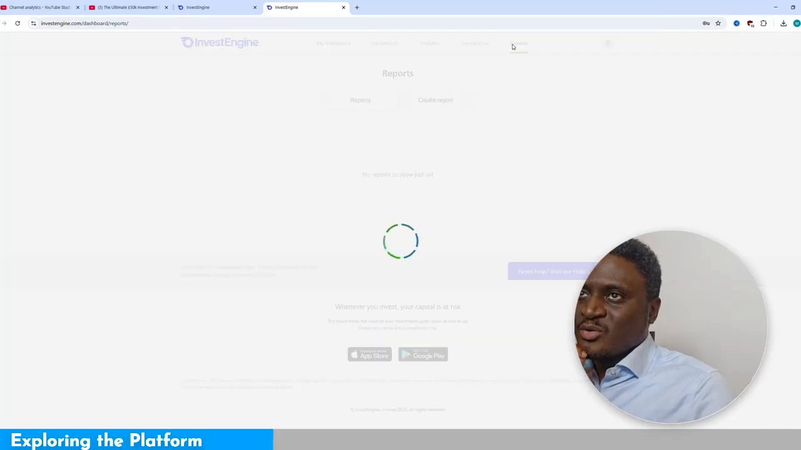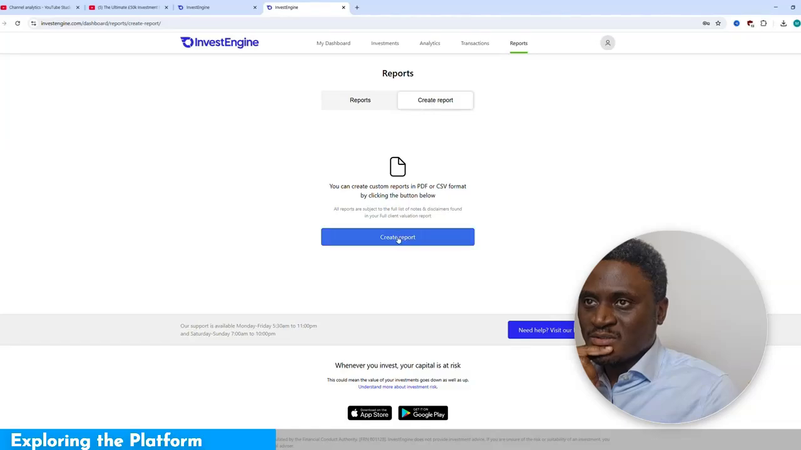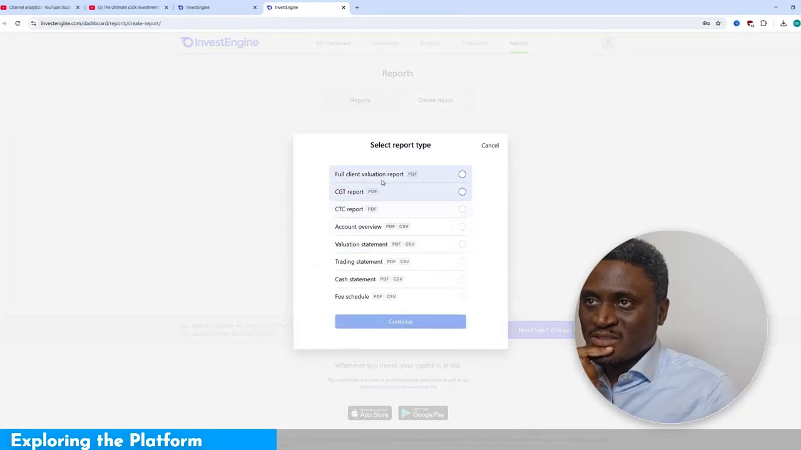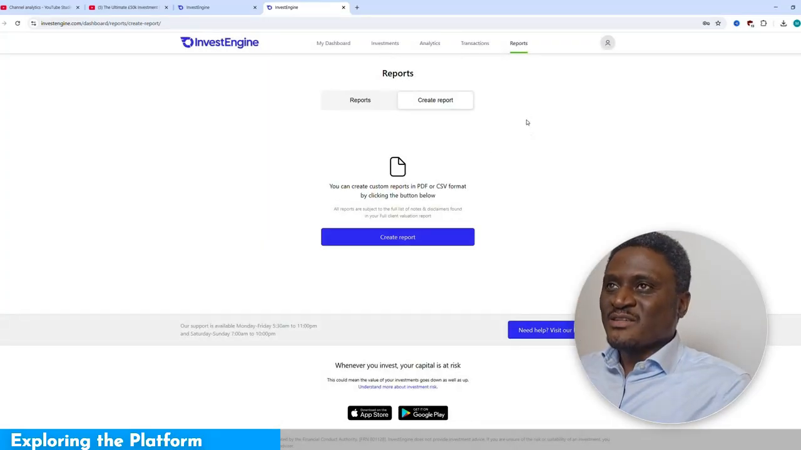If you come to reports, you can generate reports that you use for your tax returns from here. So you can create a report, you can say create custom reports. This CGT report basically calculates how much capital gains you've made. So you can generate your reports from here. But I just generally like the interface.